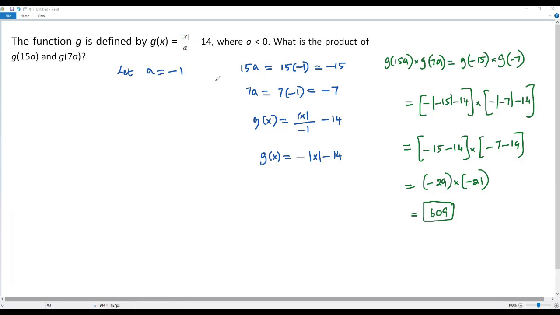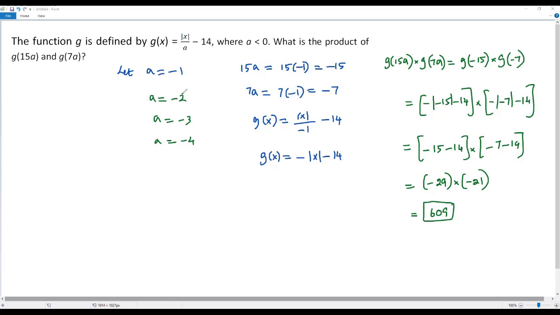Here we have a question. We have taken a equals negative 1 because the question says a is less than 0. When a is less than 0, we may consider multiple values for a, not just negative 1. We can consider a equals negative 2, a equals negative 3, a equals negative 4. So all the values we consider for a will be negative because a is less than 0.